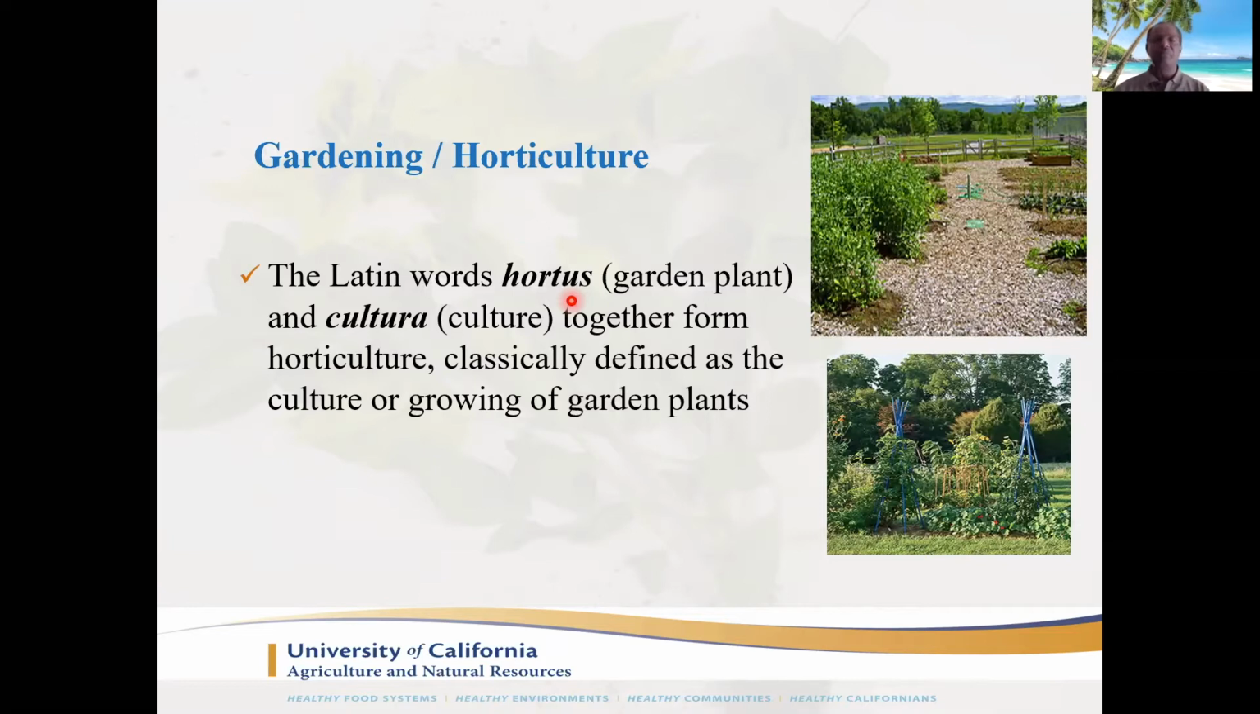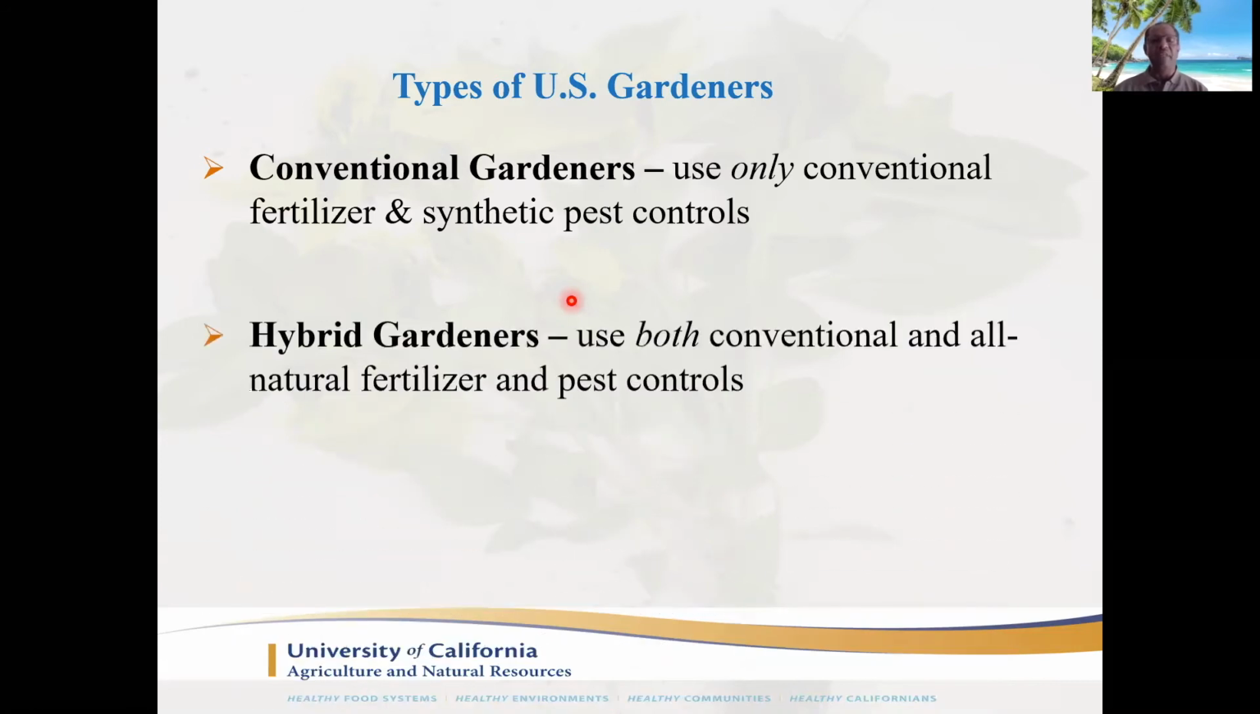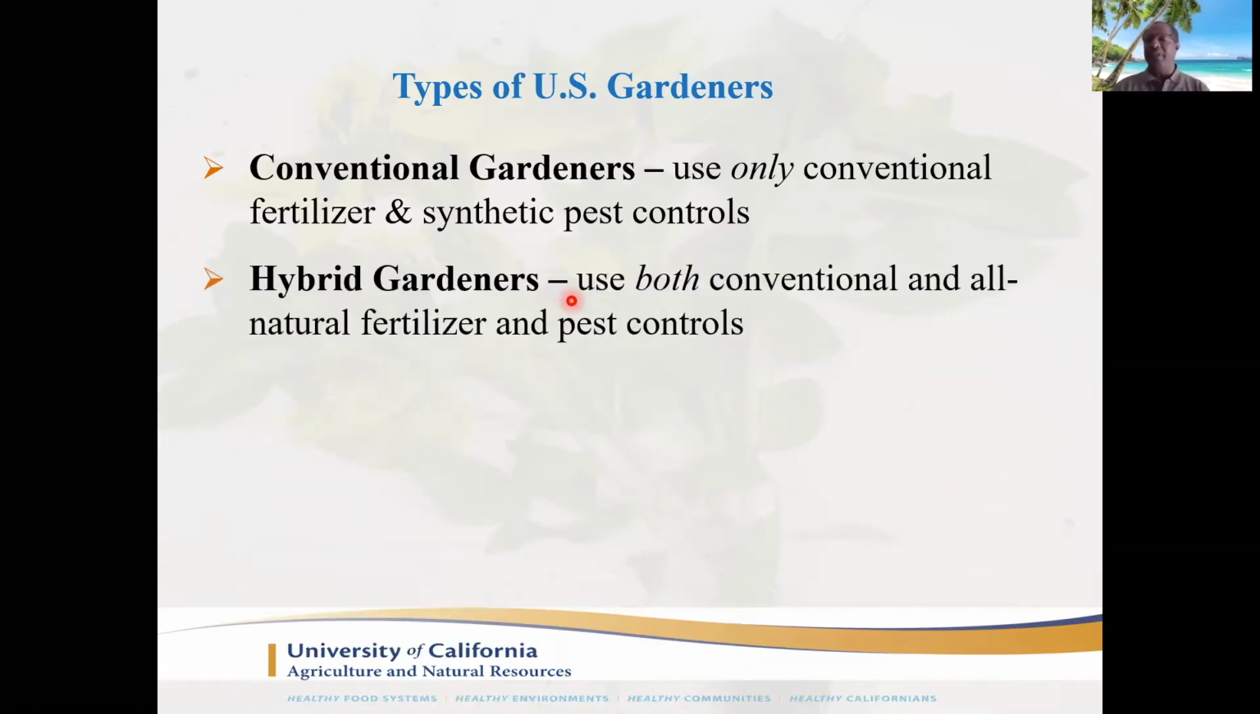That's it. So there are many types of gardeners. Number one are the conventional gardeners. They use conventional fertilizers and synthetic pest controls. So those are very broad. It has always been the conventional type, but there are also hybrid gardeners, meaning they choose whatever, the conventional and also the natural fertilizer and natural pest control approach. So that is a hybrid gardener type.